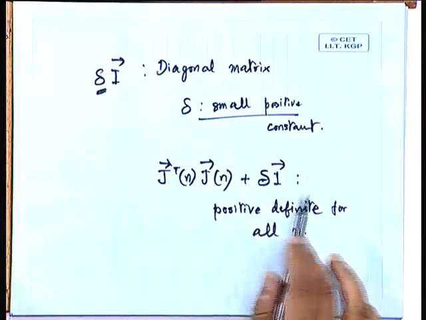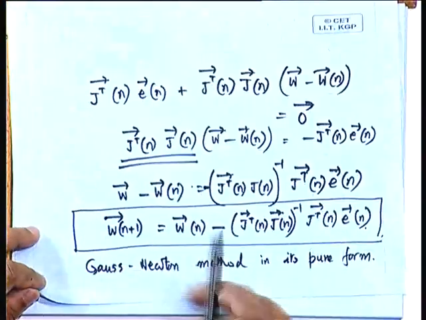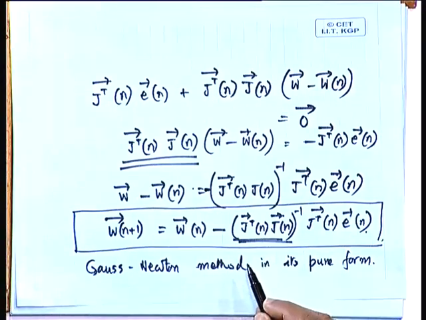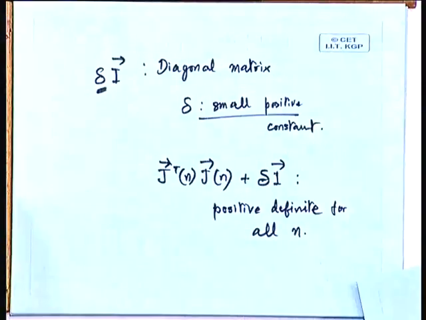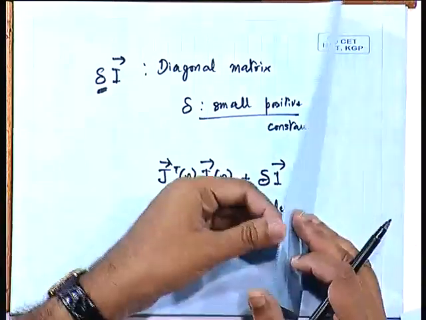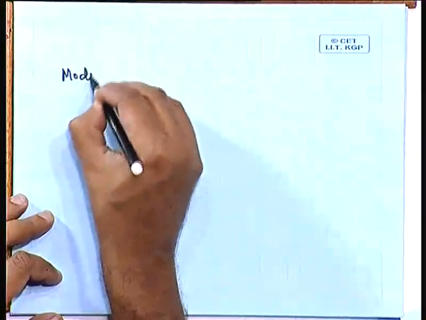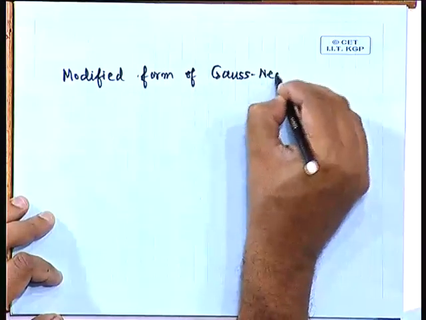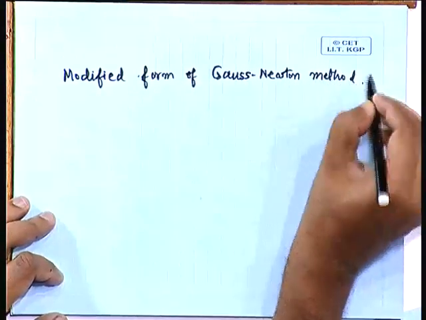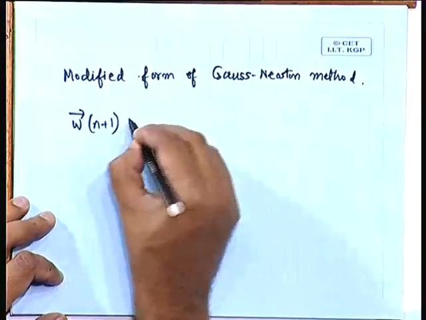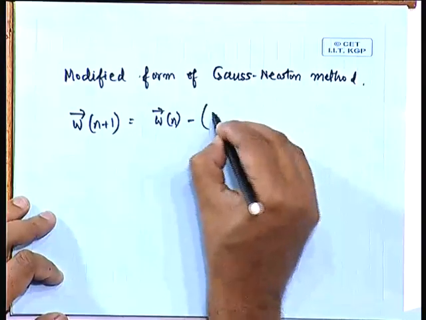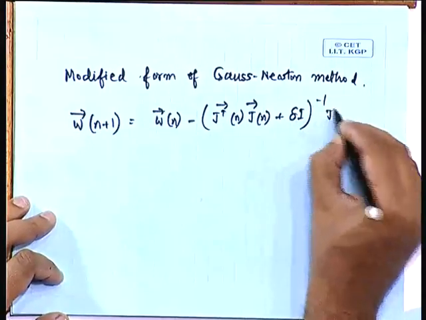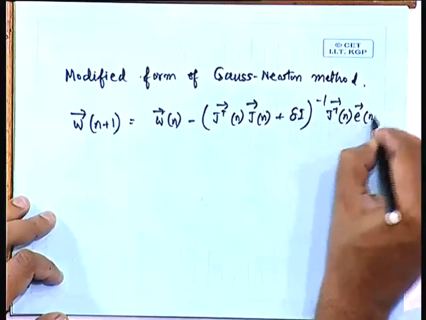So, what we have to do is, if this remains positive definite, then in the expression that we had got for the Gauss-Newton method, the term J transpose J should simply be replaced by J transpose J plus delta I. If we do that, this is the expression that we get as the modified form of the Gauss-Newton method, which is W n plus 1 equal to W n minus J transpose n J n plus delta I inverse J transpose n E n.